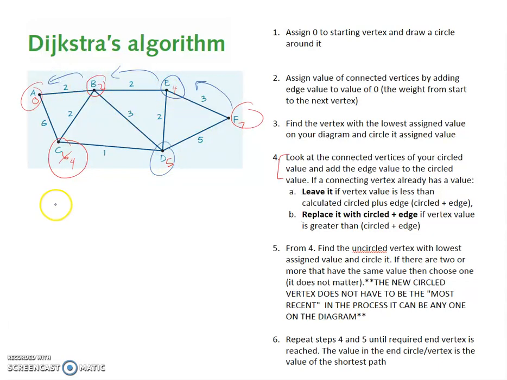So in the end, I see that the shortest route between A and F is A to B to E to F. Okay, and it's going to be a total distance of 7 kilometers. So what this algorithm does is it systematically goes through possible paths, and you always just pick the shortest route. And that's what's happening when you're circling the smallest value, and you systematically go through each vertex to check all the paths, and then you just backtrack at the end. So that's the first video on that.